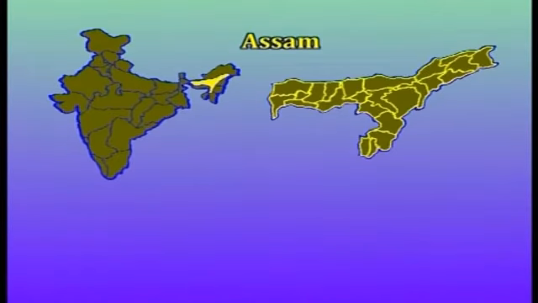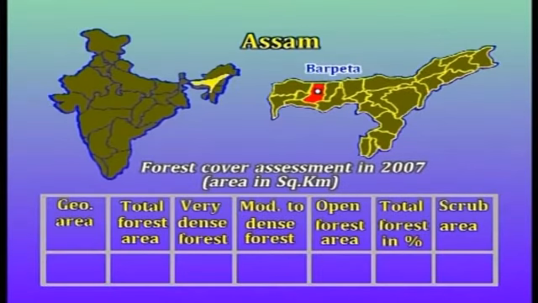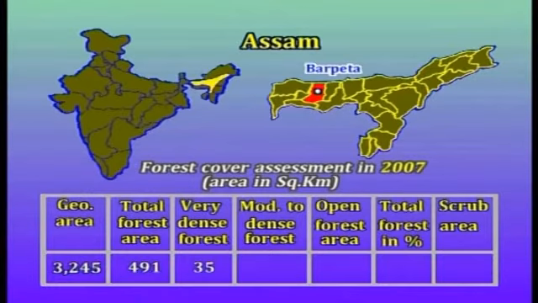District Barpeta. The geographical area of Barpeta district of Assam is 3,245 square kilometers in 2007. The total forest cover is 491 square kilometers, out of which the very dense forest cover is 35 square kilometers. The moderate to dense forest cover is 181 square kilometers. The open forest cover is found to be 185 square kilometers. Altogether, these forests cover about 12.36% of the geographical area of the district.